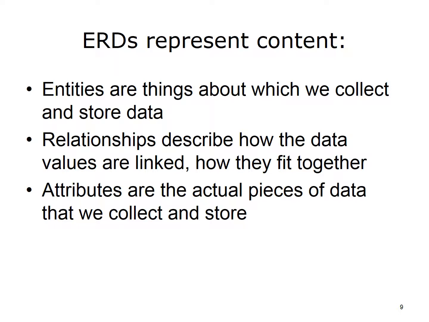1. Entities or things about which we collect data. For example, cars, people, organizations. 2. Relationships between the data values. For example, a person can have no cars, one car, or many cars. And 3. Attributes, or the data that we collect about the entities. For example, we may be interested in the make and model of a car, or the name and address about a person. Make, model, name, and address are considered attributes of the entities, cars, and people.